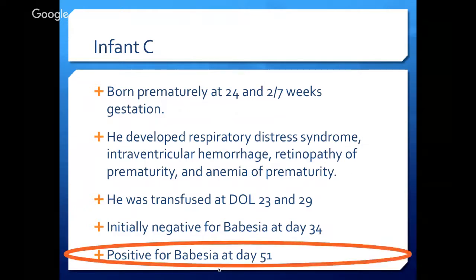And a third baby, who was born at 24 months, had problems with respiratory distress, intraventricular hemorrhage, which is troubles with the heart, retinopathy, which is troubles with the eyes, anemia of prematurity. But the anemia of a premature baby led to transfusion when the baby was 23 days old and 29 days. And the reason that this one unit of blood went so far is because you don't need a lot of blood for a baby that's this young. And so this Babesia from this one donor was able to be spread to 3 different infants. They were negative for Babesia at day 34, but they were positive at a subsequent day, about 51.